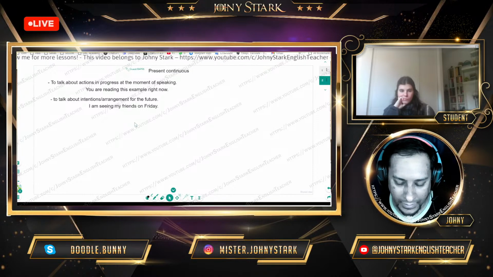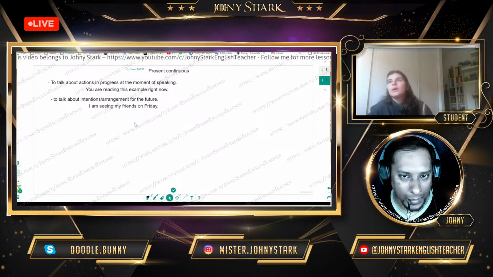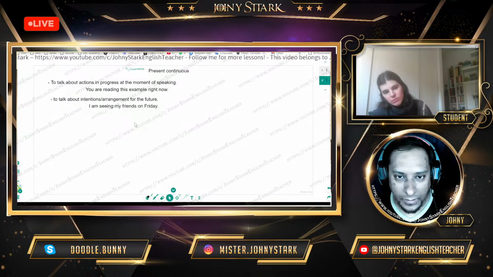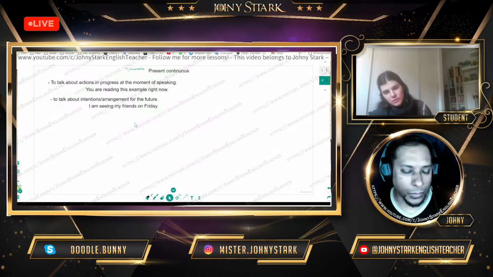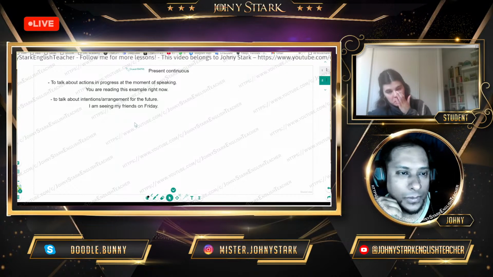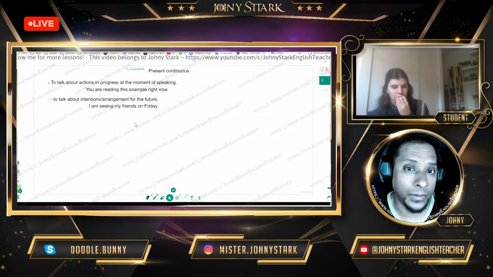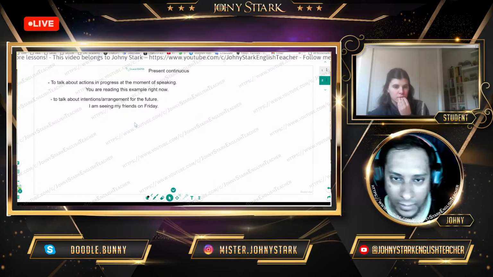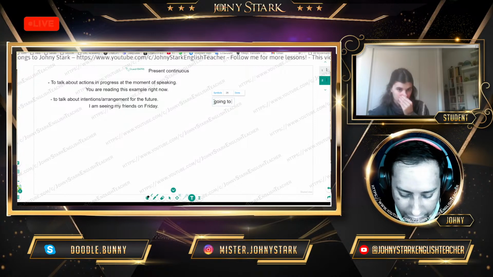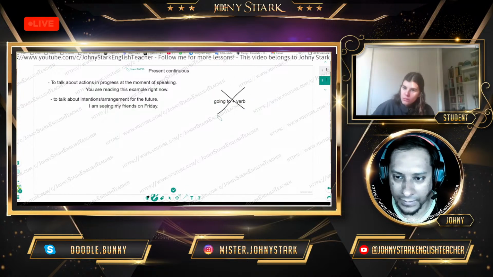So, can you think of an example for this? I am going to work out this afternoon. All right. An intention, the intention of working out. Good. However, be careful when you use going to, because that is future. When you use going to and another verb, going to work, that is not present continuous anymore. So let's avoid using that. Going to plus verb, let's not use this structure.